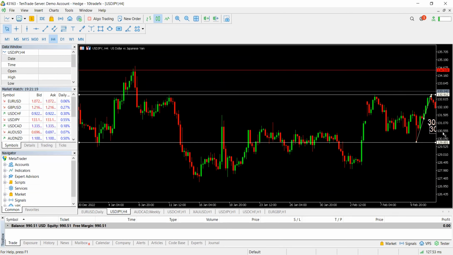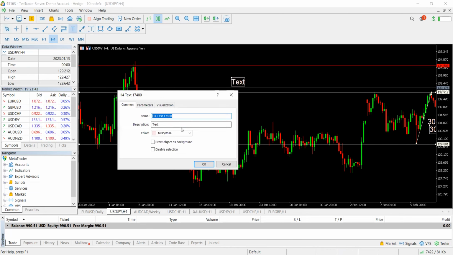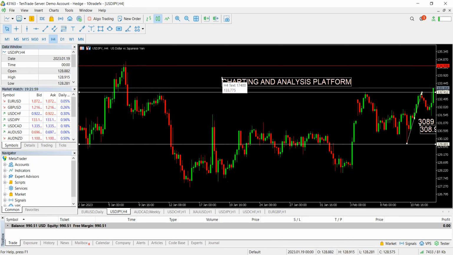So what is a trading platform? A trading platform like MT5. MT5 means MetaTrader 5, right? It's a charting and analysis platform that gives us a visual representation of movement in price.